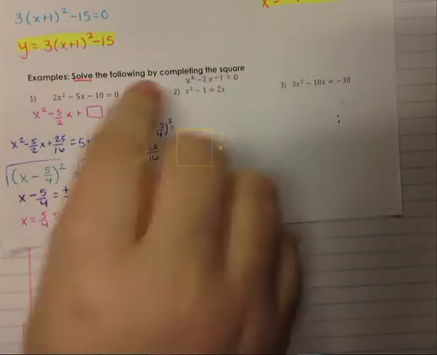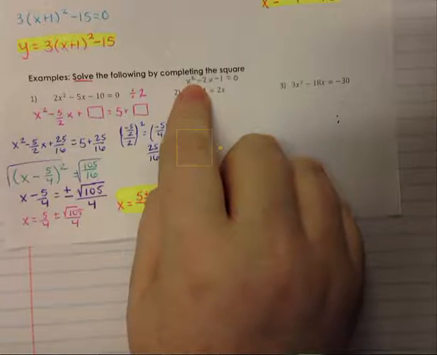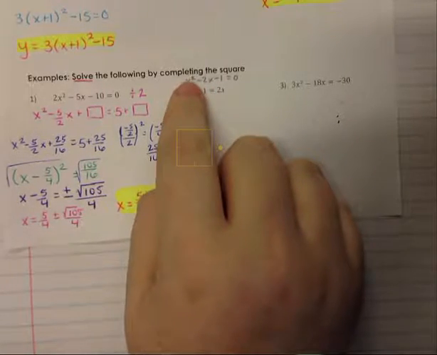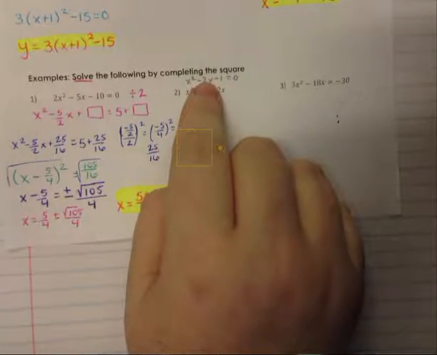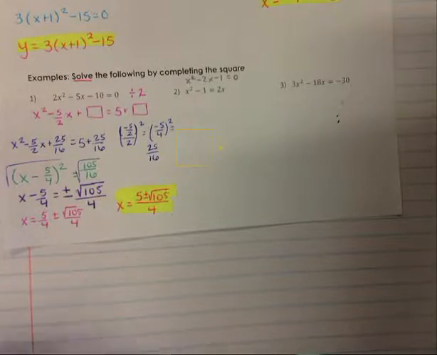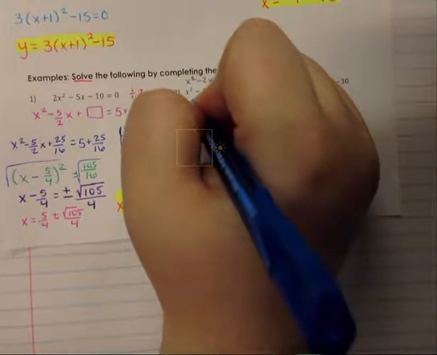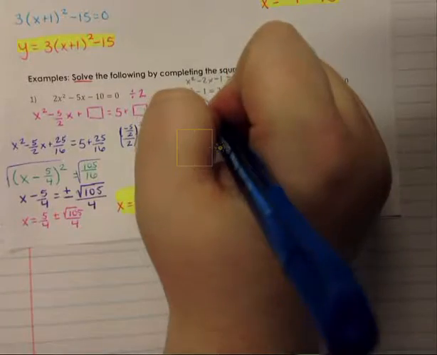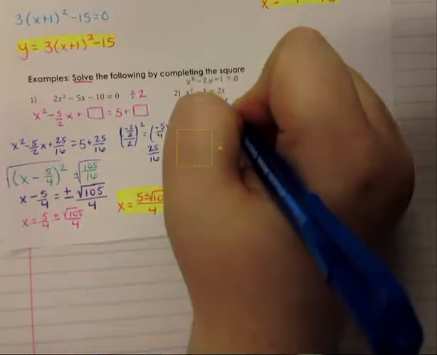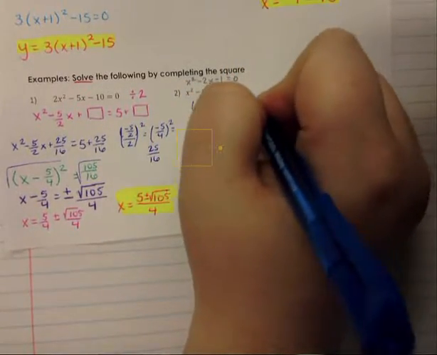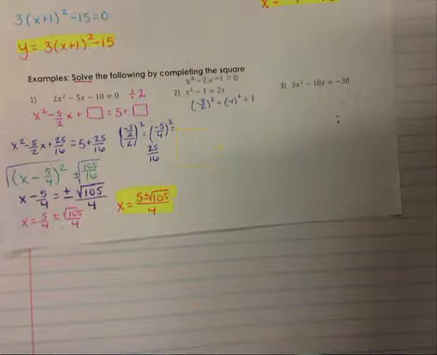Now this time our a is 1 and our b is even, so completing the square will be much easier. On this one, we do not have to divide by anything because we already have an a value of 1. So we take half of b and square it. We have negative 2 divided by 2 squared, which is negative 1 squared, which is equal to 1.